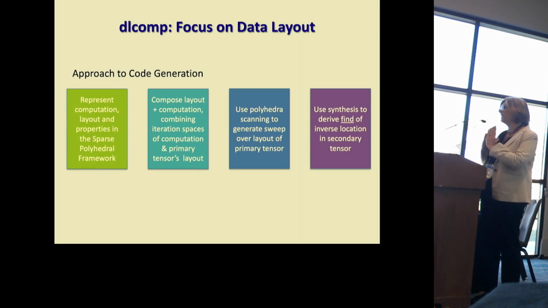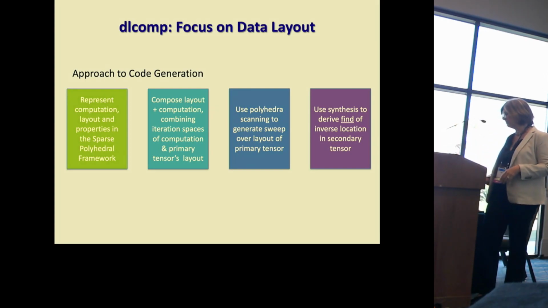So when we want to iterate over a layout, we use polyhedral scanning. When we're doing these lookups of the other tensors, we're going to use code synthesis, and we're going to confirm, based on the constraints that we provide, that we're generating valid code. Okay, so there's your compiler summary.